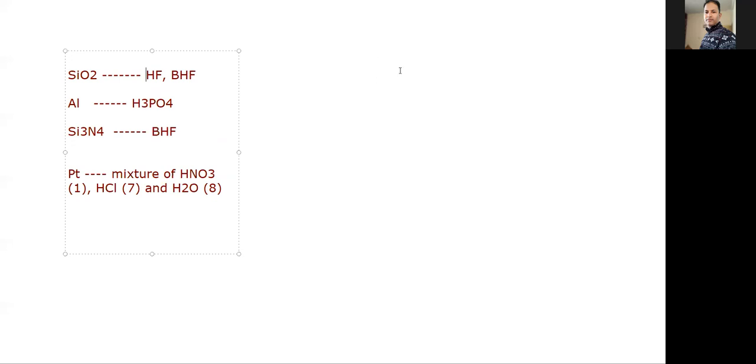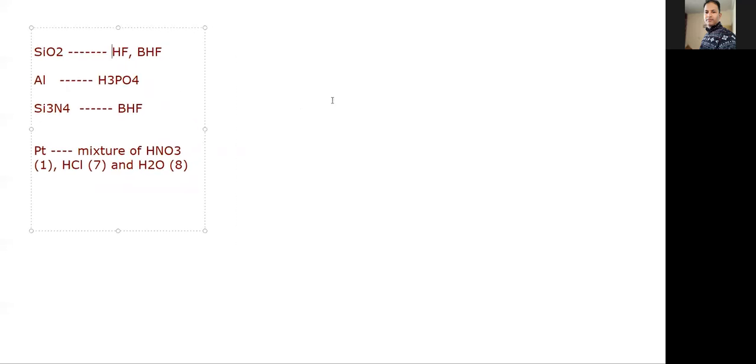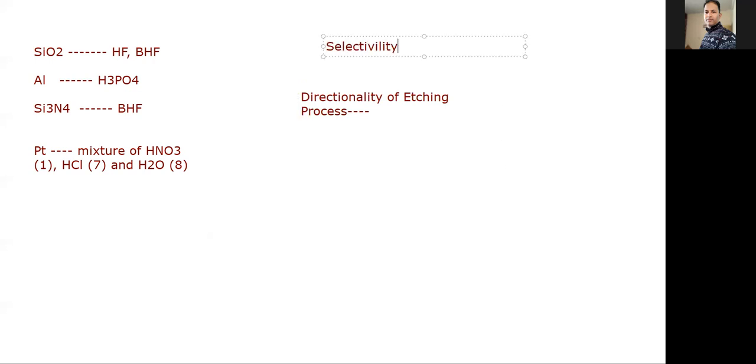Now again we will look into another important concept which we have not discussed as of now, that is the directionality of etching, or directivity of the etching process. Till now we have discussed selectivity of etching.